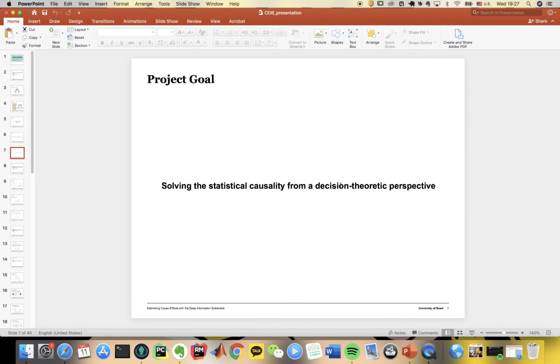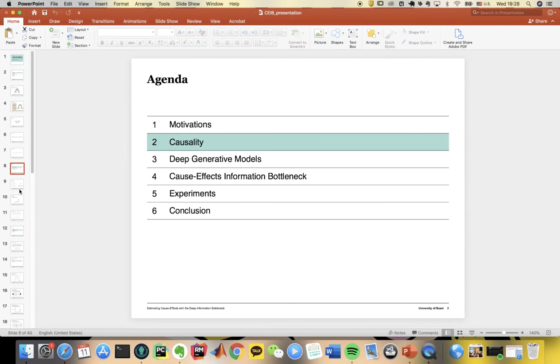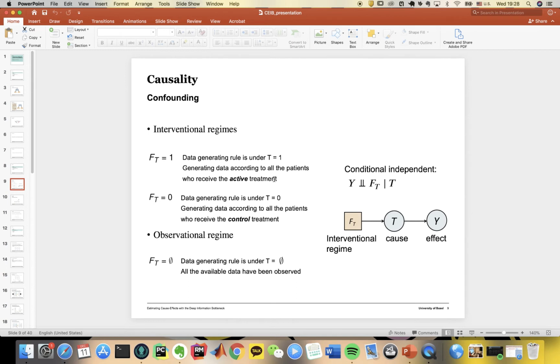Okay, so my project goal is to solve statistical causality from a decision theoretic perspective, and I will talk about this afterwards. Talking about confounding, first I need to introduce the concept regarding regimes. The regimes are basically just the data generating rules. In this graph, we can see there's the intervention regime, denoted by FT, the treatment T, which is the cause, and the effect, which is Y.